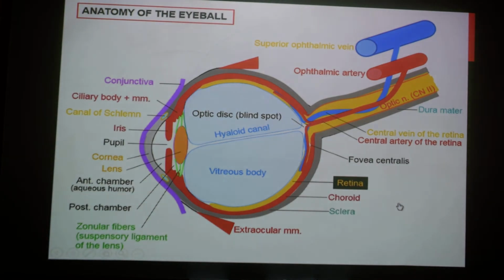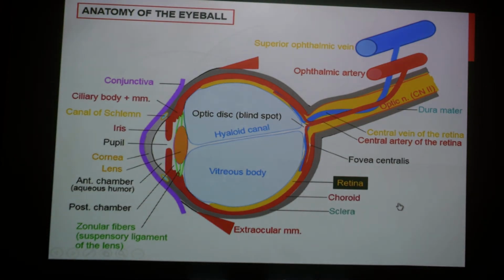Okay. So now we have done the lids, we have done the interior part of the eye, we also talked about the lacrimal apparatus. Now we are going to talk about the eyeball itself. And we know that there are three layers of the eyeball. The outermost is called the sclera. So this outermost layer which you see is the sclera.